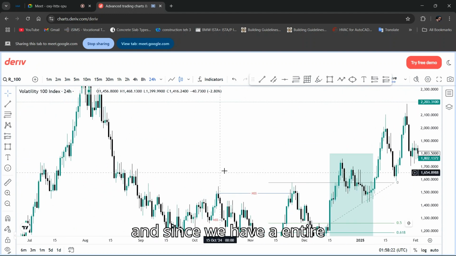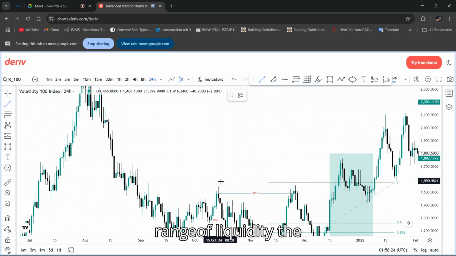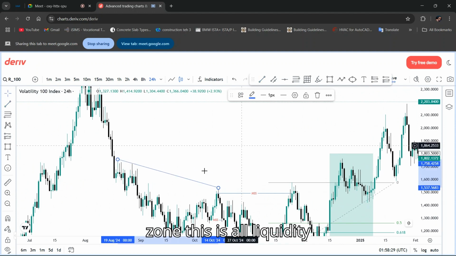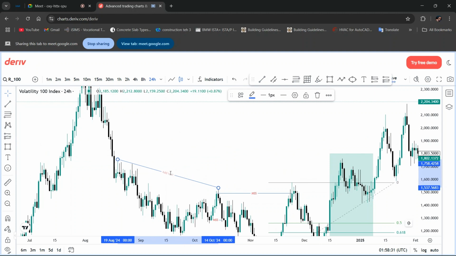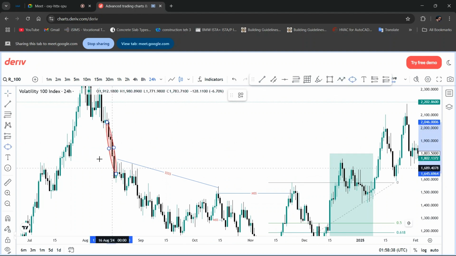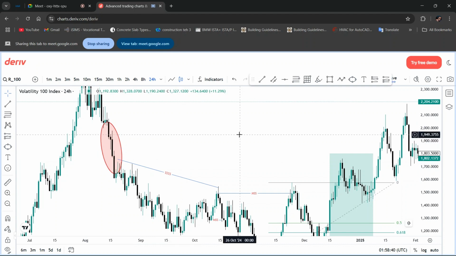And since we have an entire range of liquidity, the market never pulled back once within this zone. This is all liquidity. We have a fair value gap here.